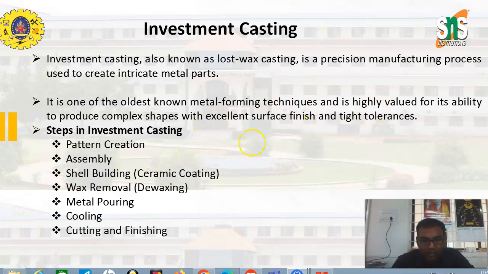Next, we are going to discuss the various steps in investment casting. First is pattern creation, then assembly of the wax pattern, then shell building, wax removal or dewaxing, metal pouring, cooling, cutting and finishing. Next, we will discuss the different steps one by one.